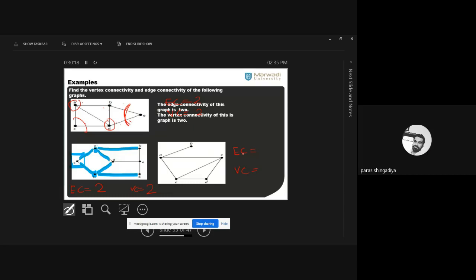Just check it again. One. Yes, one is the correct answer. These edges will disconnect. In between A and B, there are only single edges.